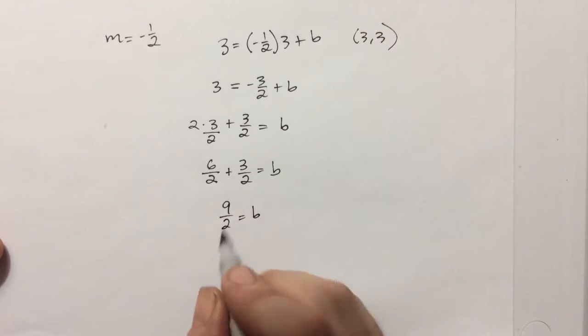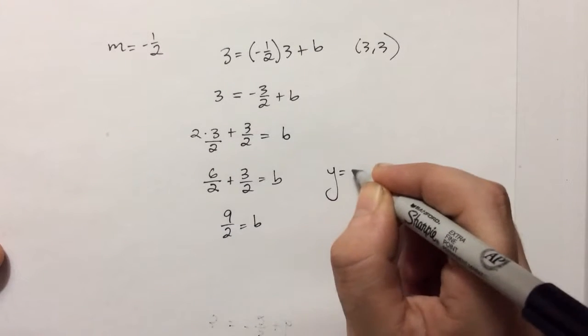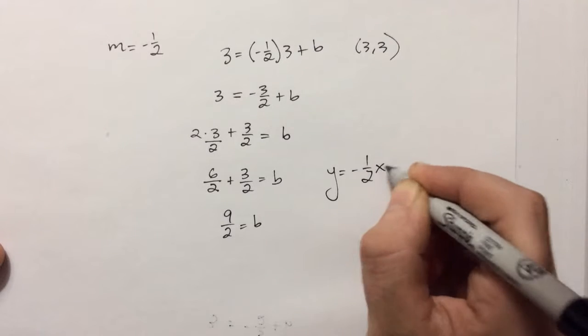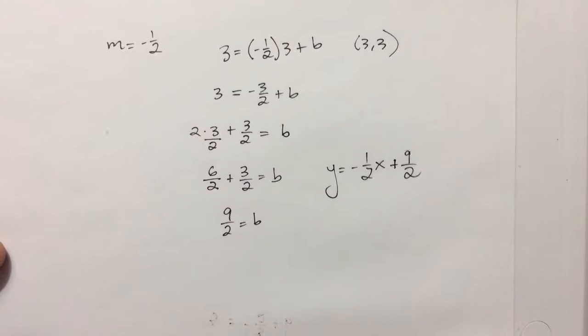I already found m, so I've got my m and my b, so I'm finished with my equation. It's negative 1/2 x plus 9 halves. All right.